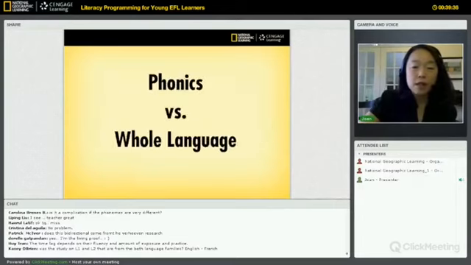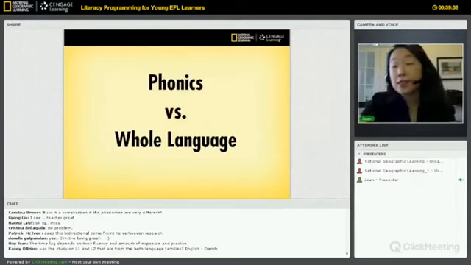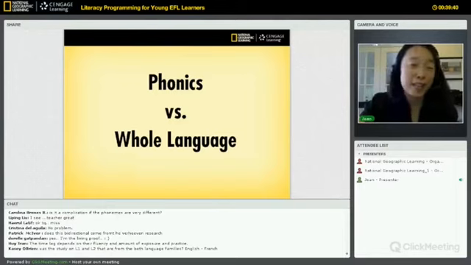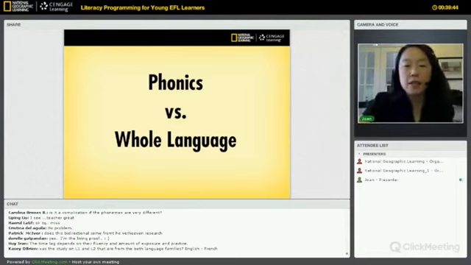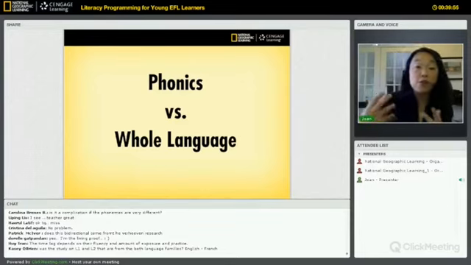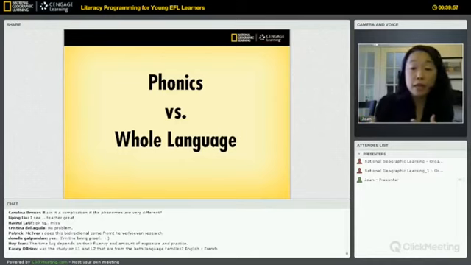Okay, so there was, and it's actually still ongoing, for many years there has been an ongoing debate about the benefits of phonics instruction versus whole language. Okay, and so it's been going on, I think, for decades. And educators, some have very strong points of view about one being more effective than the other.